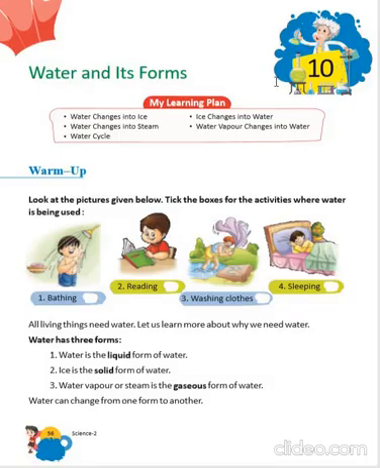Let's start chapter 10, Water and its Forms. In this chapter, we will learn about water changes into ice, ice changes into water, water changes into steam, water vapor changes into water, and water cycle.